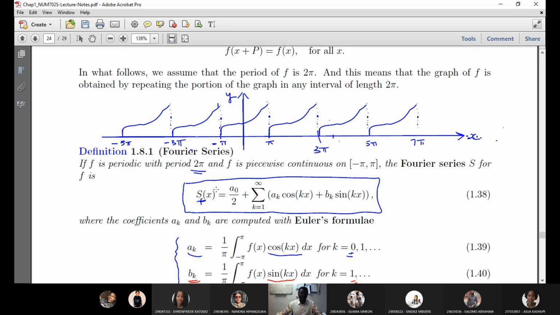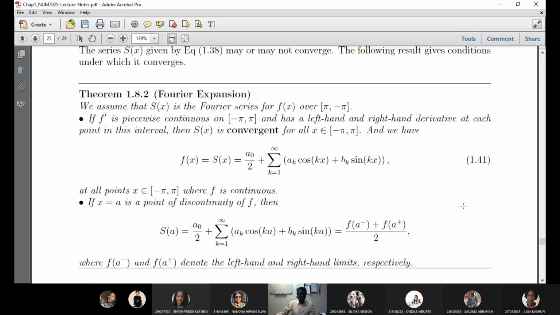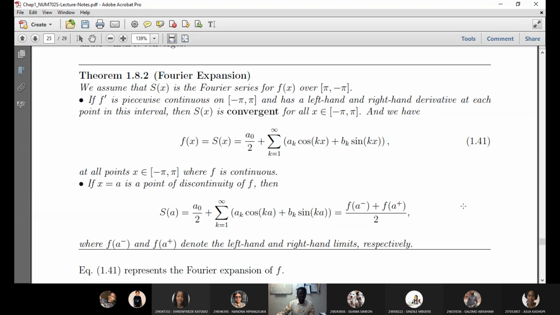Now, in this theorem, for the Fourier expansion, the theorem gives us a necessary and sufficient condition, let's say necessary condition, for our series to converge, because now we are dealing with the convergence of the series. That's why I termed it Fourier expansion. Right, so you have results, convergence results in this case. So let us look at the assumption for convergence.